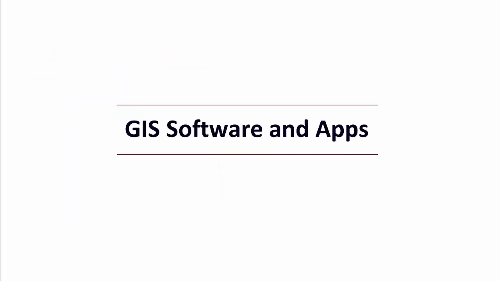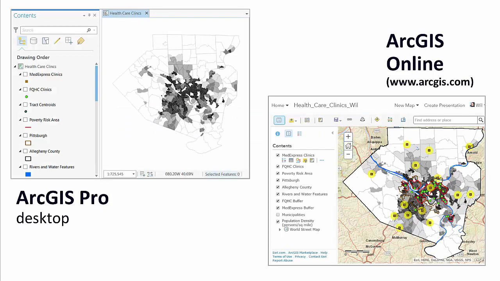GIS software and apps. The main software we're going to focus on in the course is ArcGIS Pro Desktop. And that's the desktop software where you're going to be building your maps, doing your visualizations, and your advanced analysis.